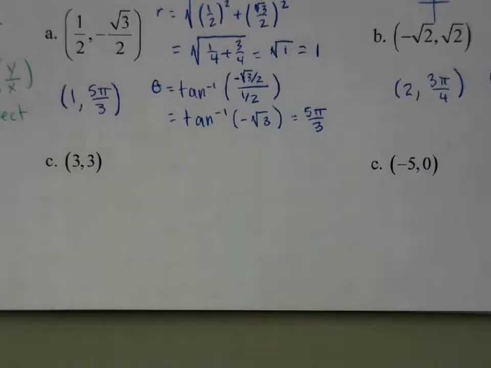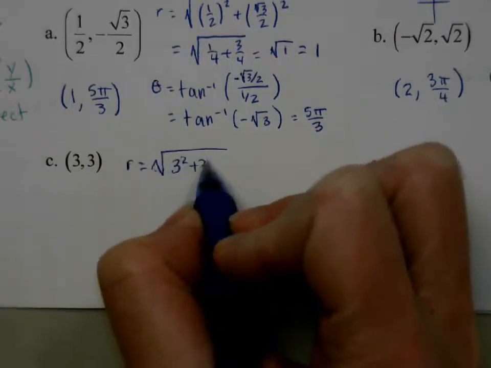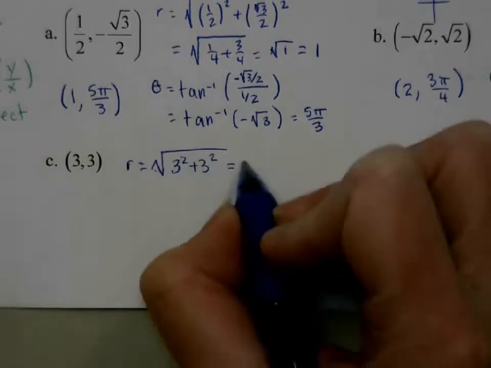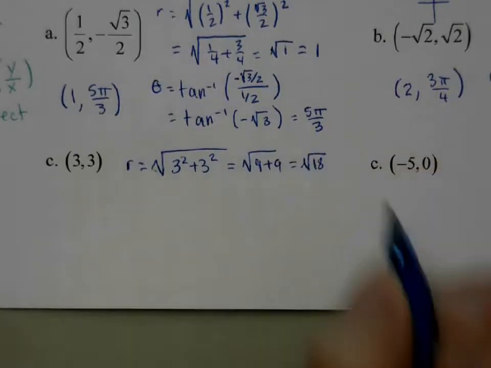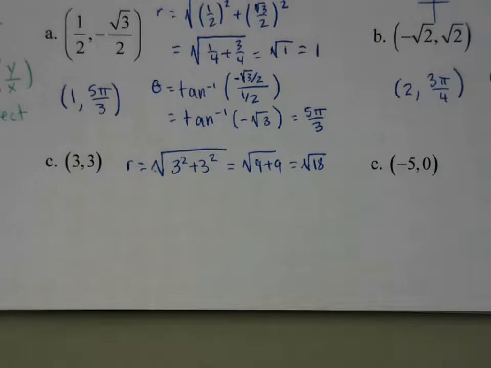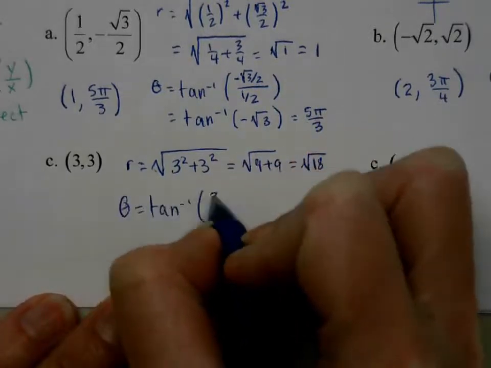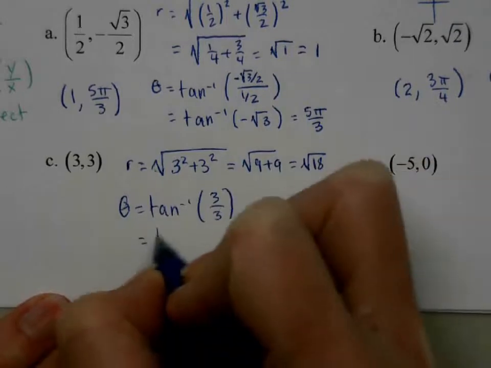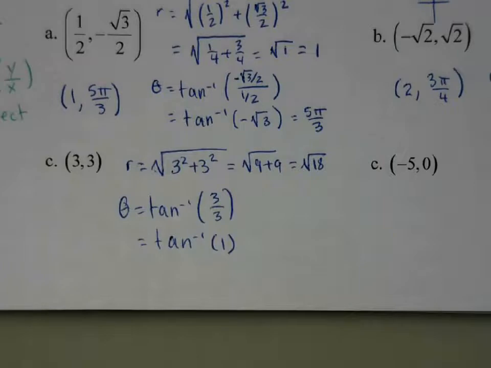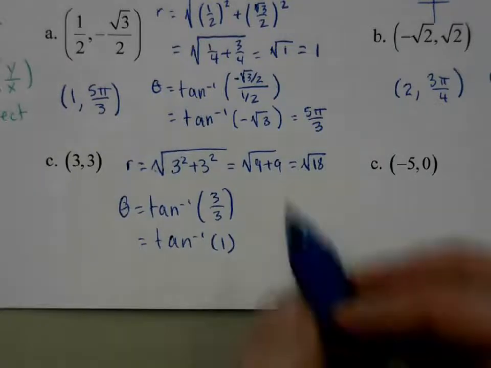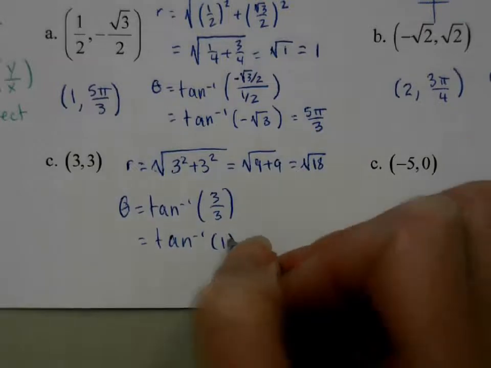For 3, 3, r is the square root of 3 squared plus 3 squared, which is 9 plus 9, which is root 18. And you can write that as 3 root 2 or just leave it as root 18. Theta is the tangent inverse of 3 over 3, which is the tangent inverse of 1, which occurs at pi over 4 and 5 pi over 4, but we want the first quadrant. So this is pi over 4.